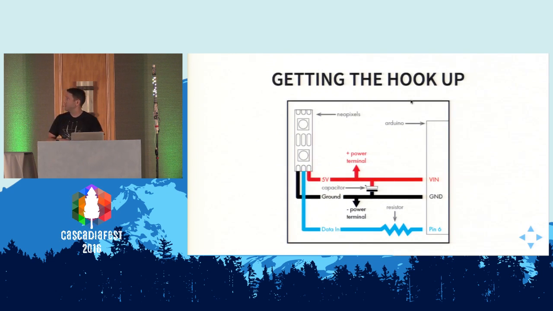So now we're going to talk about hooking it up. It's actually really simple. There's a 5-volt line on the NeoPixel, and there's a VIN on the Arduino. You connect those together, and you connect that to the power line of your power supply. There's ground and there's ground. Connect those together. Put the capacitor between them. Data in on the NeoPixel goes to pin 6 or whatever pin you want. I always use pin 6 just as a kind of convention for myself, with the resistor in line.